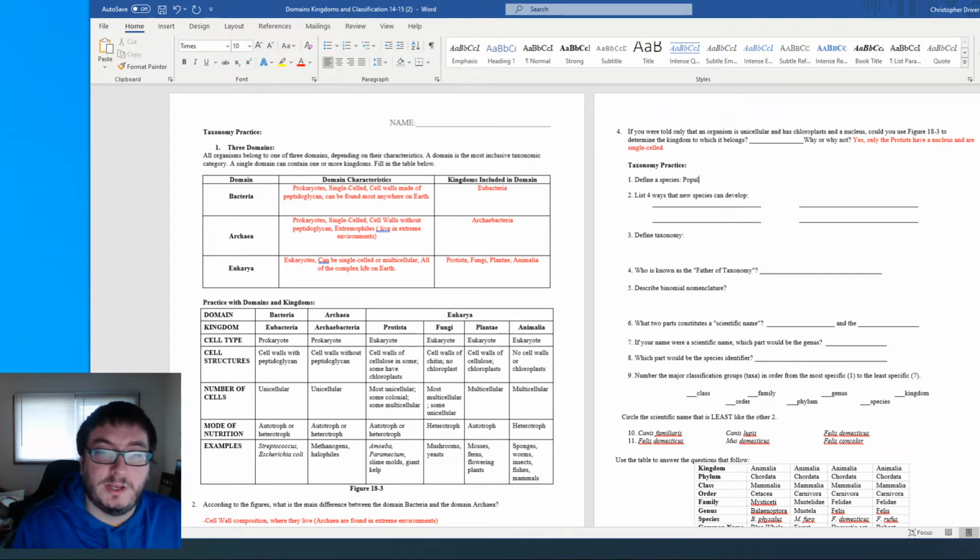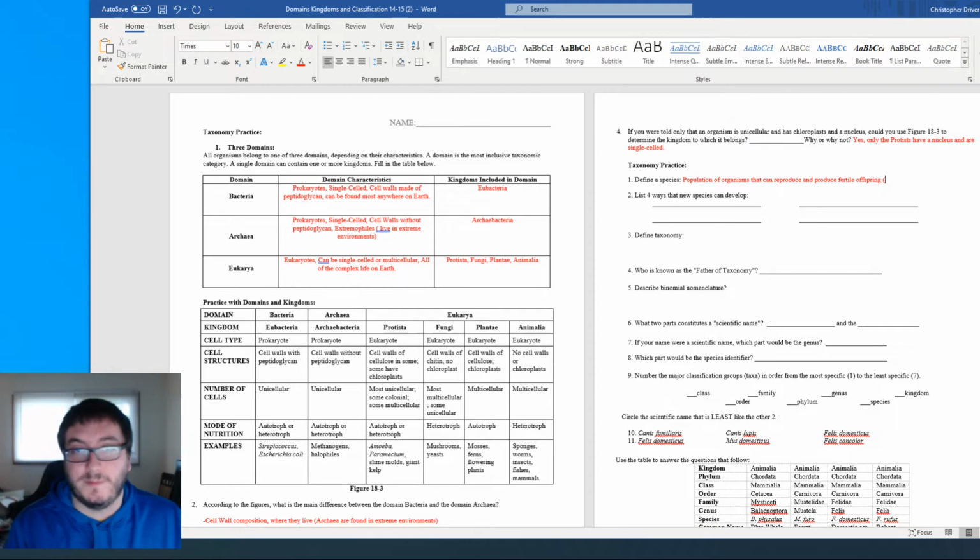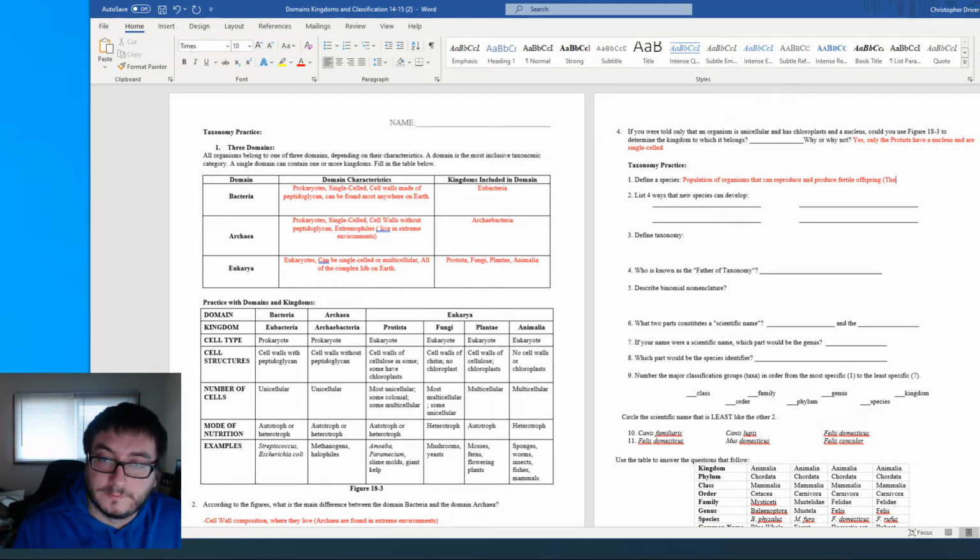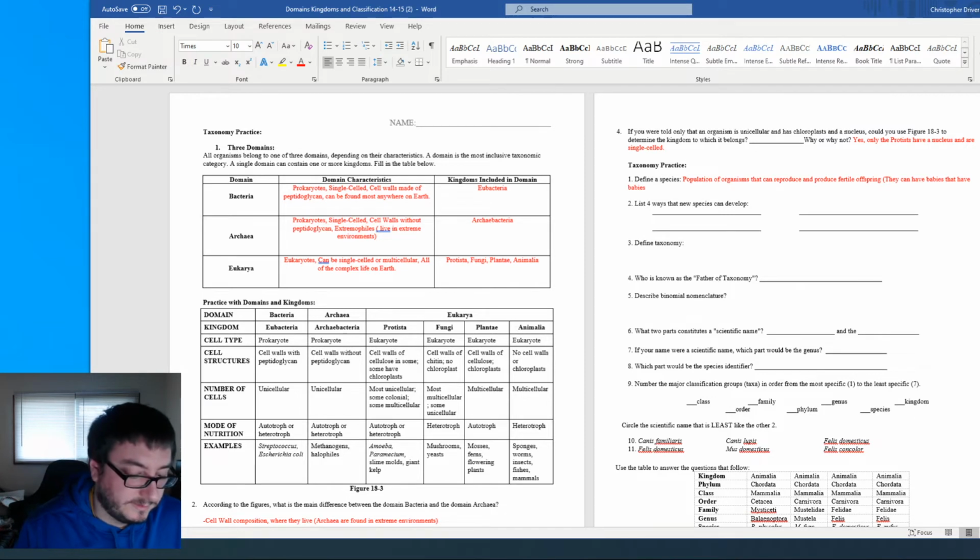I would say a population. Let's go ahead and make it so it types in red. Population of organisms that can reproduce and produce fertile offspring. Meaning their babies can have babies. And their babies can have babies. So they can have babies that have babies. Essentially is what this is saying.